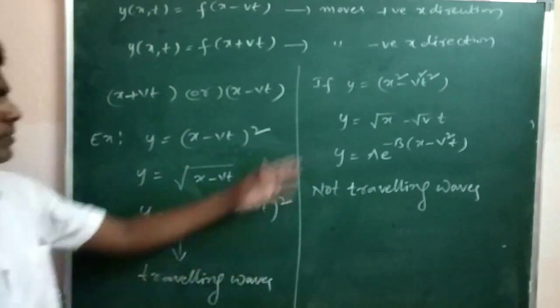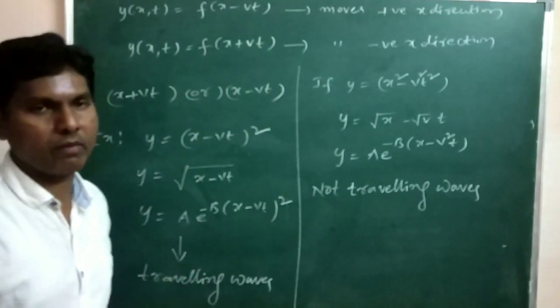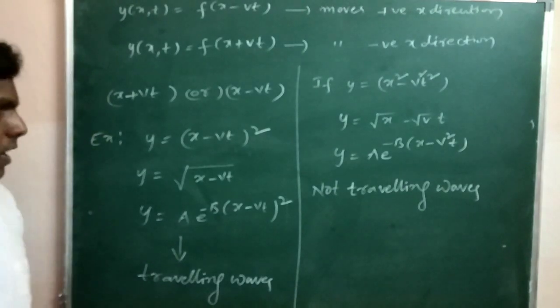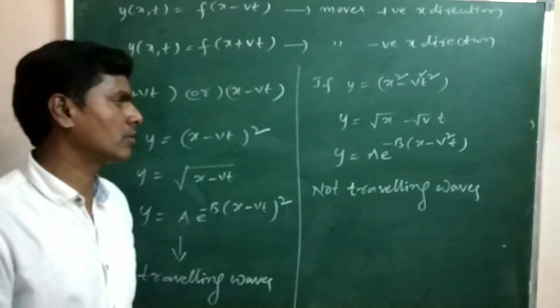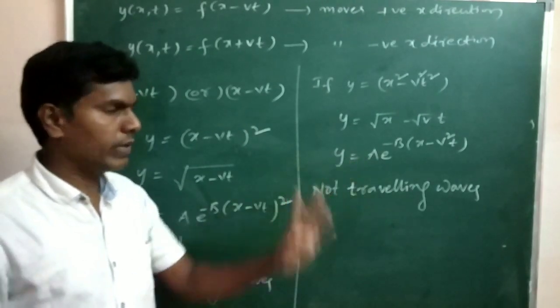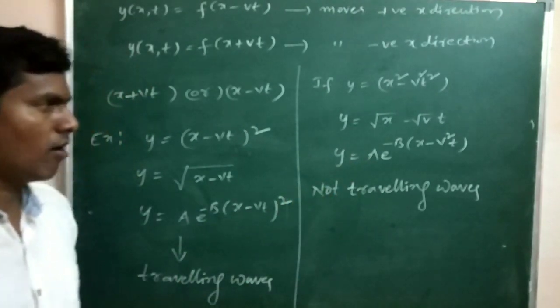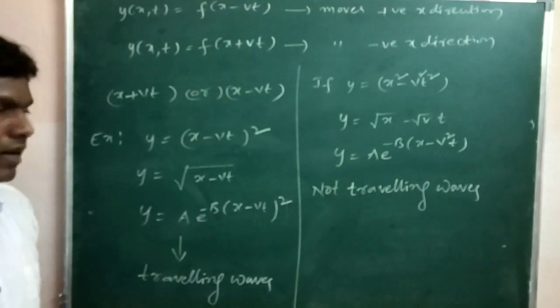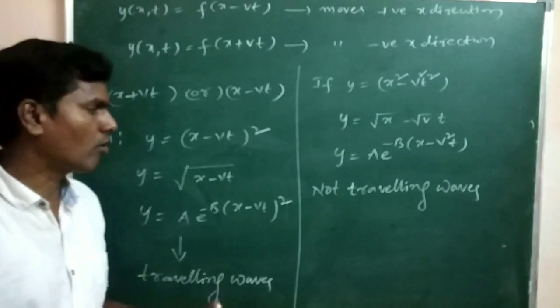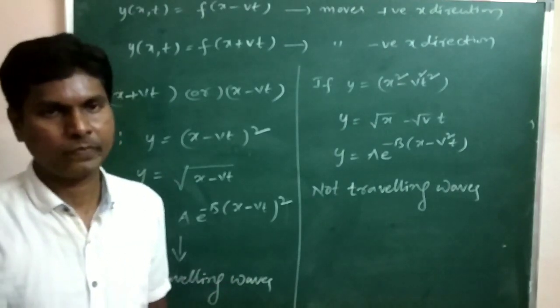Now, y equals x square minus v square t square, y equals root x minus root v into t, y equals a e to the power of minus b of x minus v square t. Equations like these are not traveling waves.